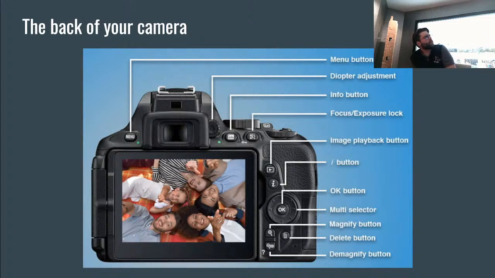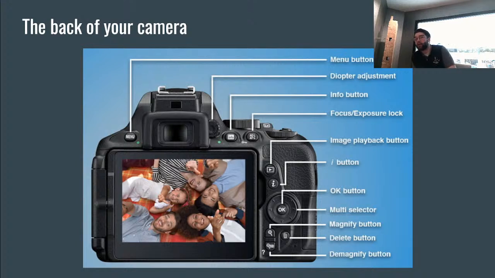Let's see, info button from there. If you're taking photos and you're in the photo playback button, which if we go down a little bit from the info button, we'll see a triangle in a square. We can call that a play symbol in a square. If you're in image playback and you click the info button, it'll break down a bunch of information about the image that you just took.